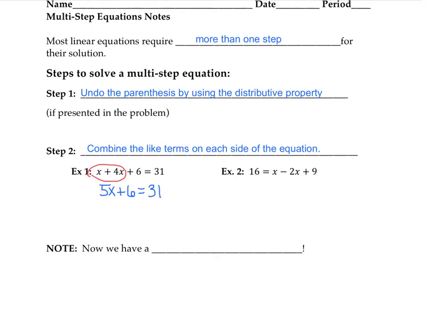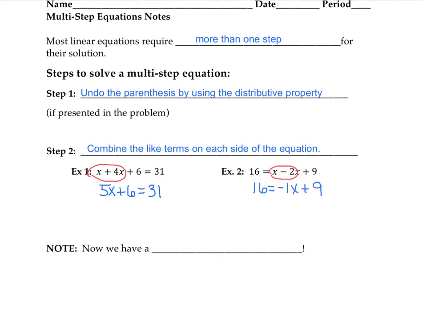Let's look at example 2. We have 16 equals x minus 2x plus 9. Again, you want to combine your like terms. And our like terms here are x minus 2x. And x minus 2x is going to give us a negative 1x. So we're going to rewrite the problem. 16 equals negative 1x, or just negative x, plus 9.